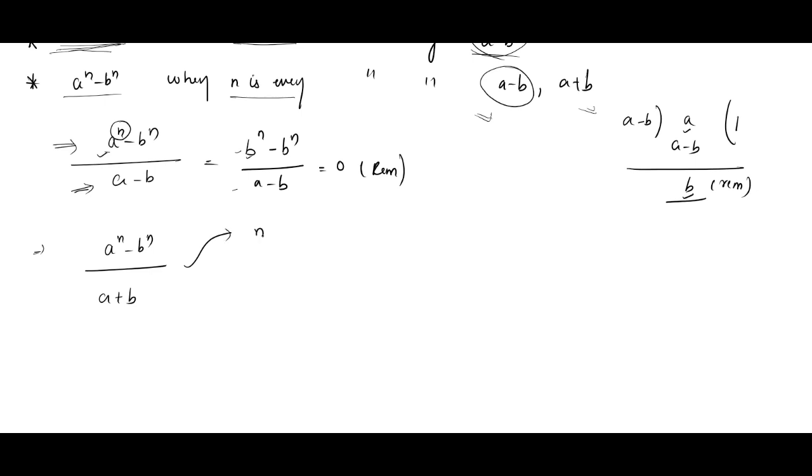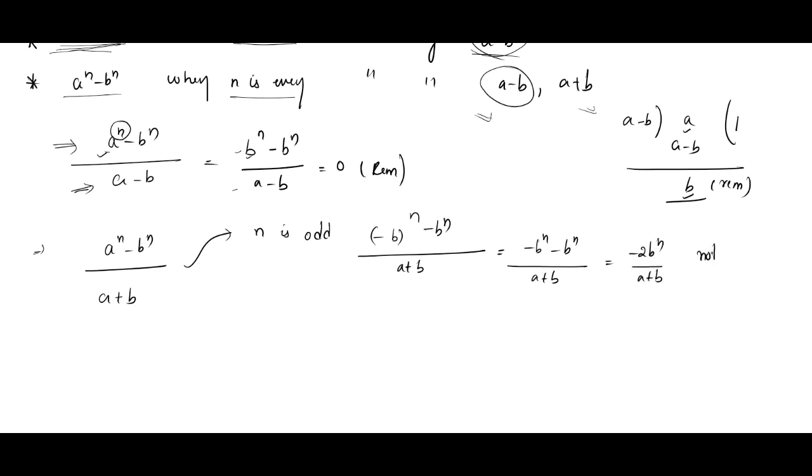The first case, when n is odd. A to the power n minus b to the power n divided by a plus b: I can write minus b in place of a. Here n is odd, so I'll get minus b power n minus b power n by a plus b. So in the numerator I'm getting minus 2b power n by a plus b. So not determined.